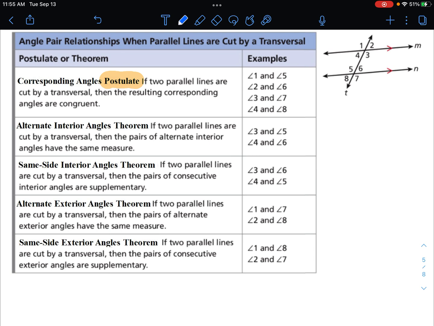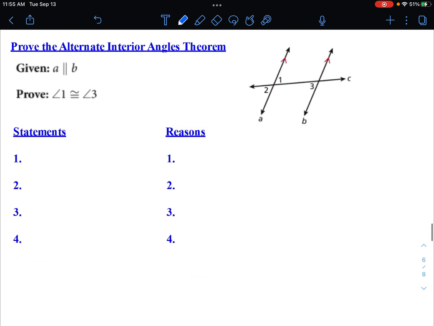So I chose to do the alternate interior angle theorem, which says given A is parallel to B, and again, you can see the arrows over here. That's a good indicator because you can only do these if lines are parallel. And that's what we're going to start off with for our first statement. A is parallel to B, given.